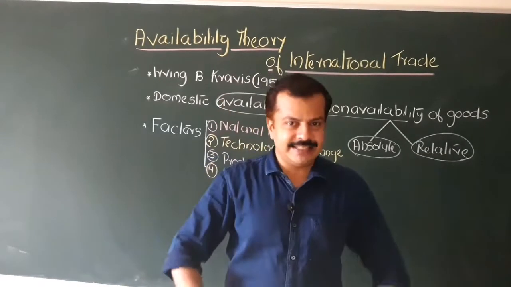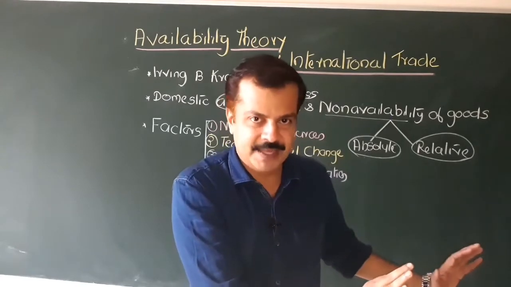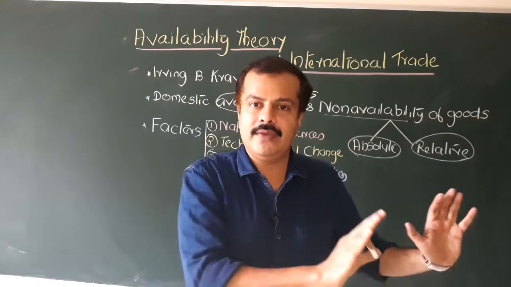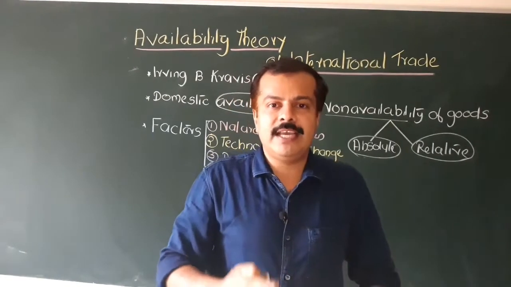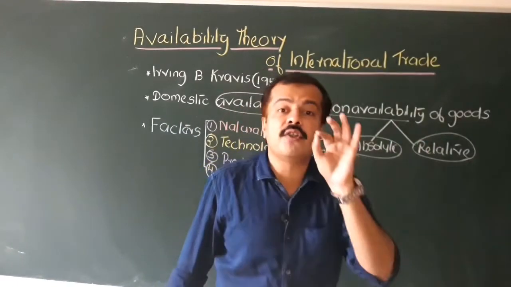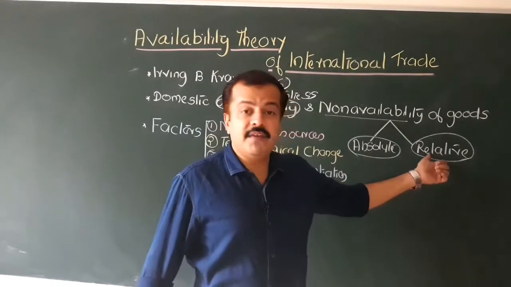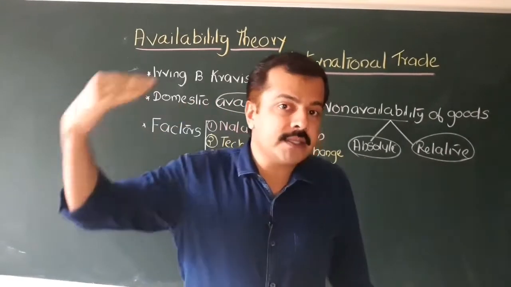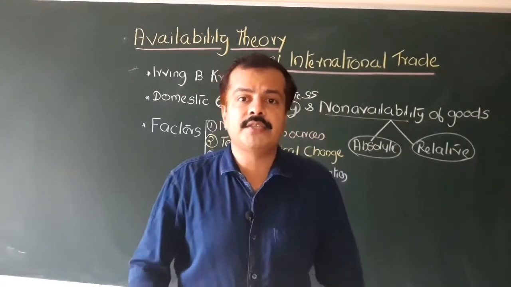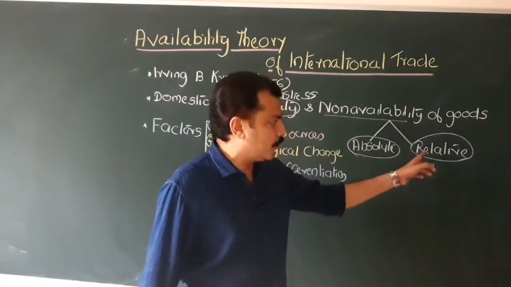So it's relative in the sense that it is non-available compared to the demand. Compared to the domestic demand, that particular commodity is non-available, or it is not available to meet the domestic demand. The production of the commodity is not adequate to meet the domestic demand, and this country will find it very difficult to increase the production of that commodity because it can be produced in larger quantities only after incurring higher cost. So economically it is not feasible to produce that particular commodity.